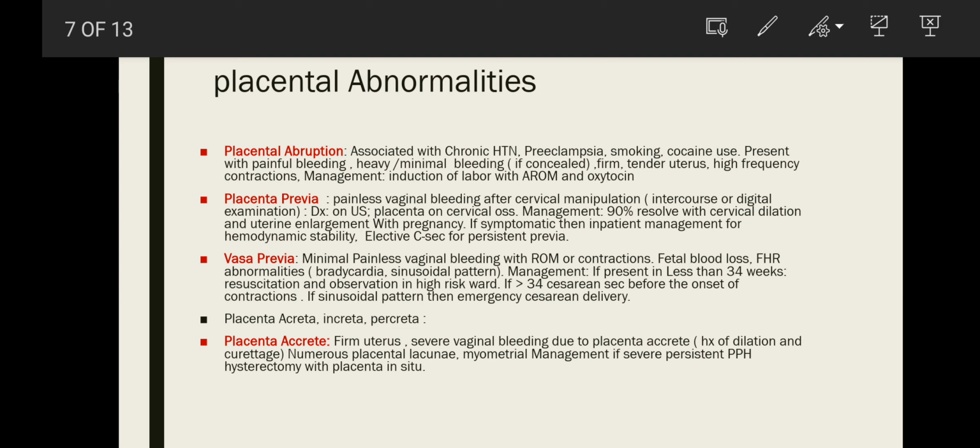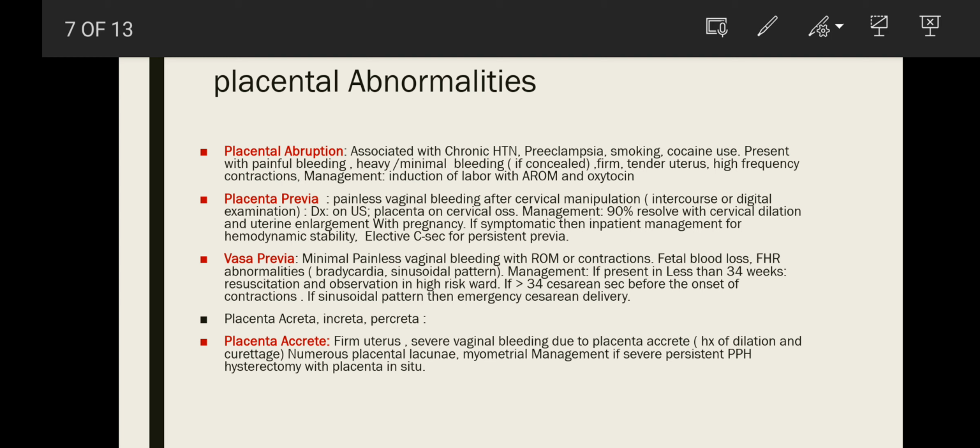It presents with painful bleeding, and bleeding could be heavy or mild. If it is concealed, then obviously the bleeding will be mild. If it's not, then there is heavy bleeding with sudden severe pain. In this case, the uterus is firm and tender with high frequency contractions. In this case, we need to induce labor with artificial rupture of membranes and give oxytocin.